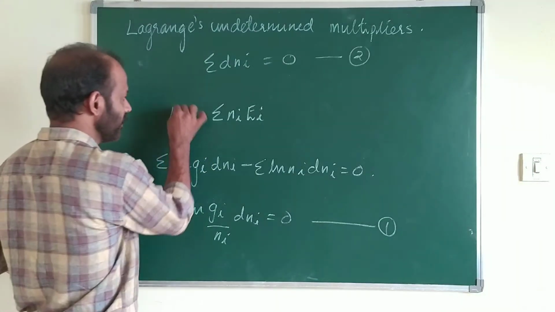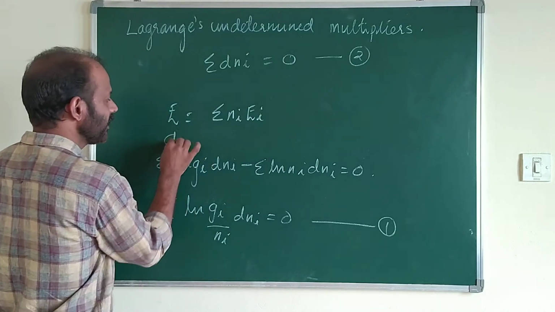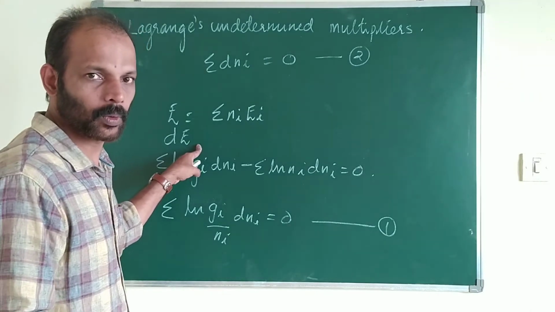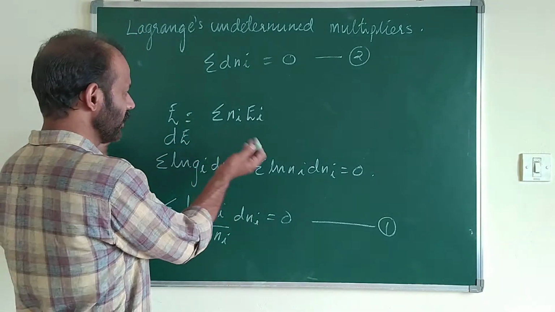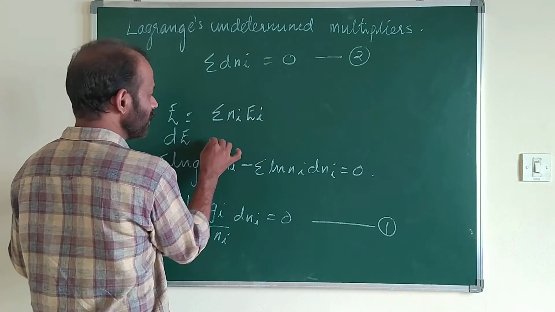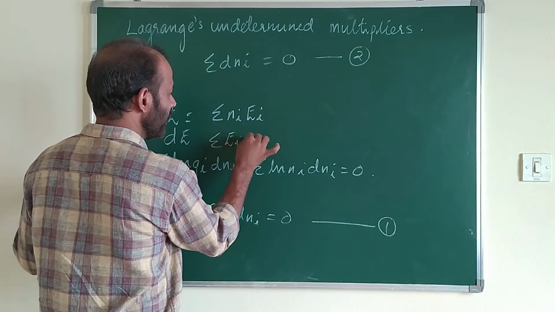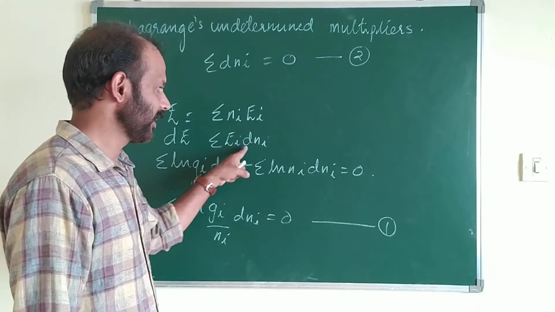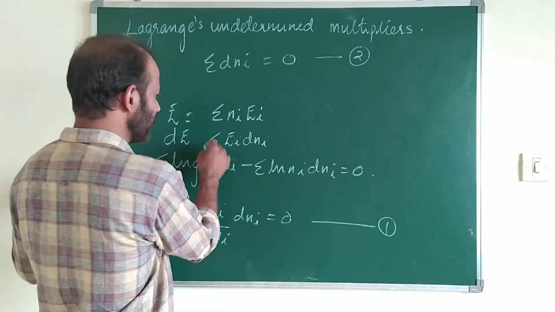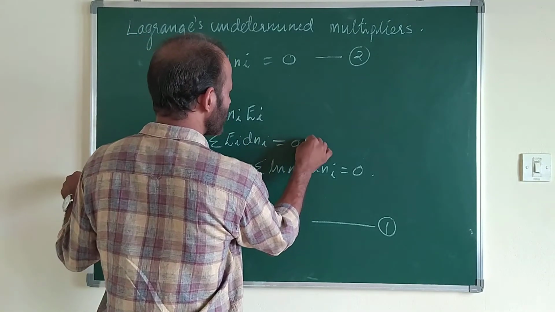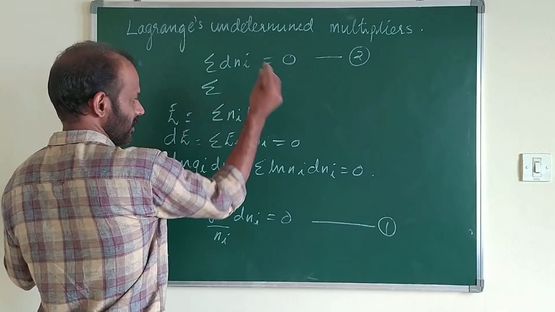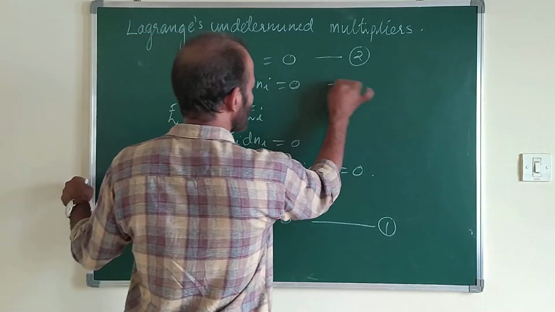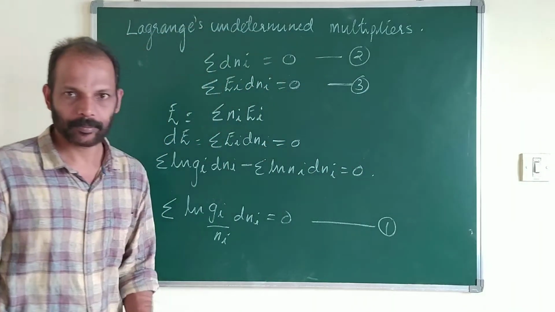If you put it as E, then dE, the change in total energy, is obviously 0. There is no change in total energy, so it is 0. So we can write that dE is equal to sigma Ei dNi, or d of Ni Ei. Then this is also equal to 0. That is, our next equation is sigma Ei dNi is equal to 0. That is our equation number 3.